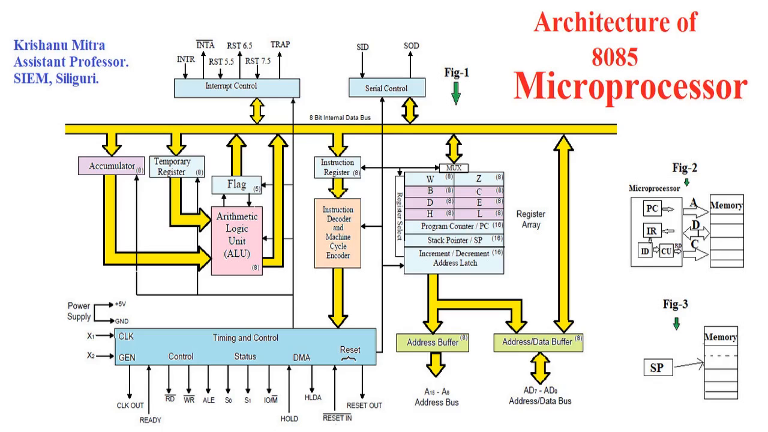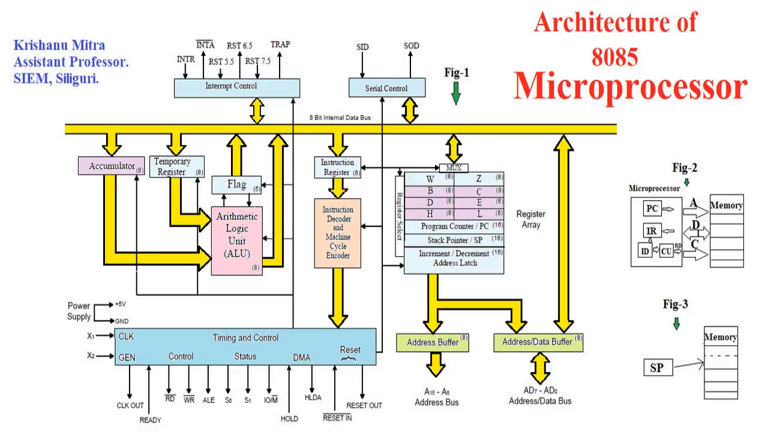The data which is available in the B register will come to the temporary register via the MUX, and then from the temporary register one operand will come to the ALU, and one operand from the accumulator will come to the ALU. Then the ALU will add that data and send it back to the accumulator again.